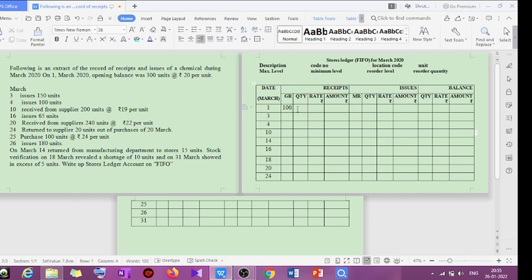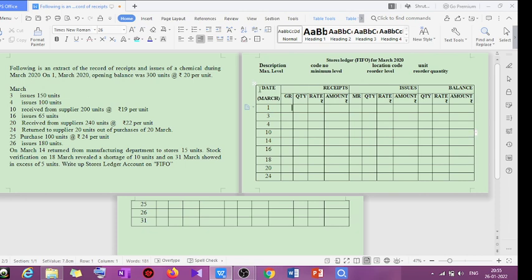Okay, so let us solve the sums with the help of this question. Just see the question here. The following is an extract of the record of receipts and issues of a chemical during March 2020. On 1st March 2020, opening balance was 300 units at rupees 20 per unit. So let us solve it together. We have to mention here stores ledger account FIFO for March 2020 and mention the description, code number, location code, unit, maximum level, minimum level, reorder quantity. If they are given in the question, please mention that first.